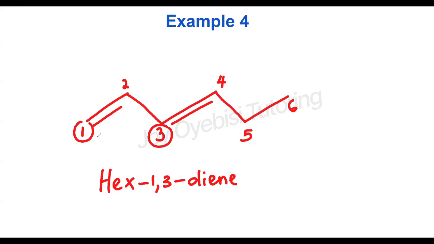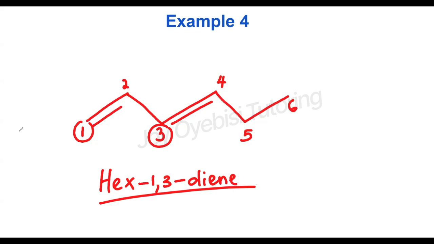If it's 3, the same thing. Put all the positions and then end it with triene for 3. Every other thing about the substituent is the same. It's just the parent chain that would be a bit different because of the 2 or the 3 multiple alkenes.